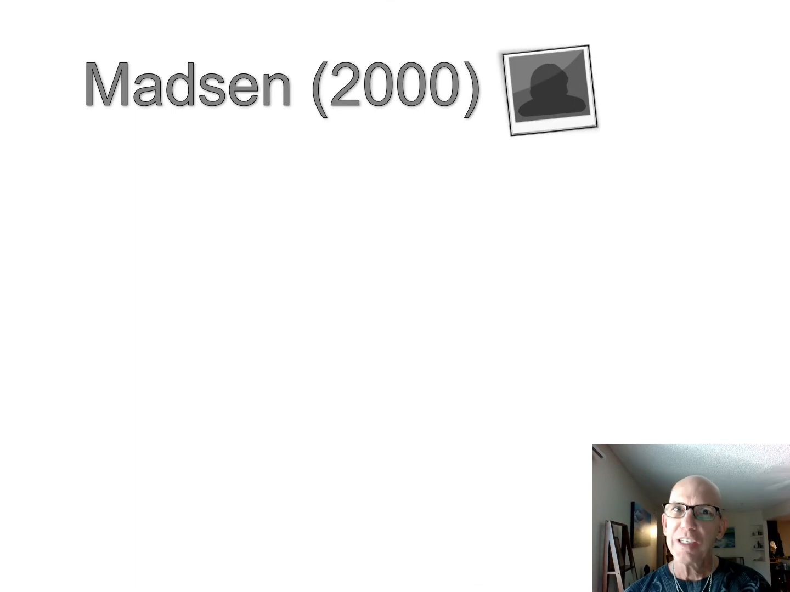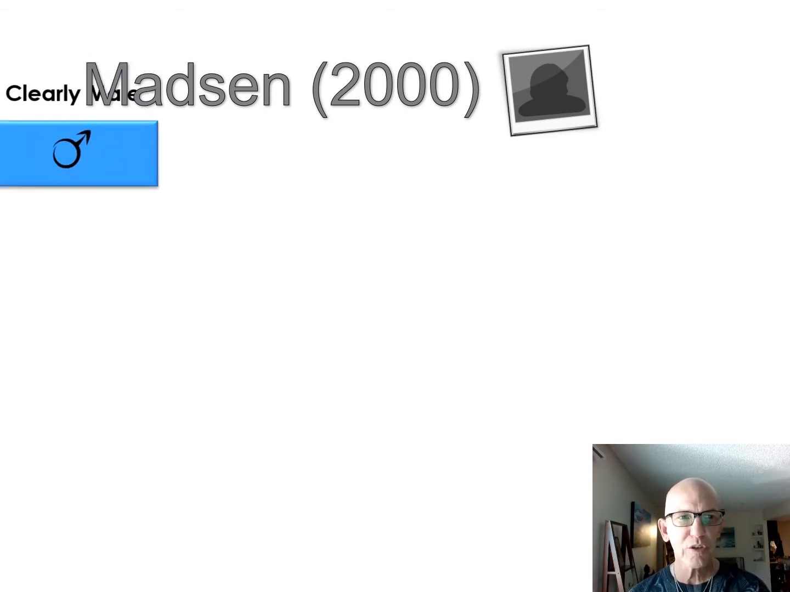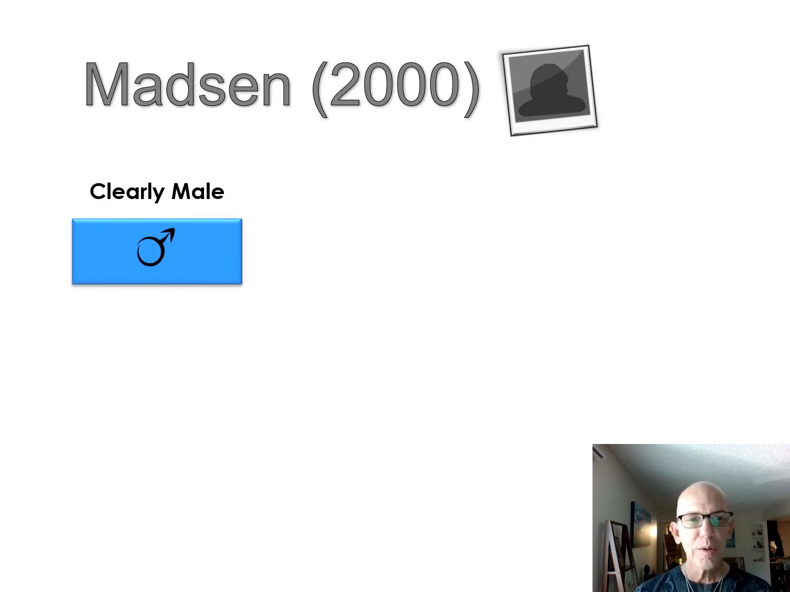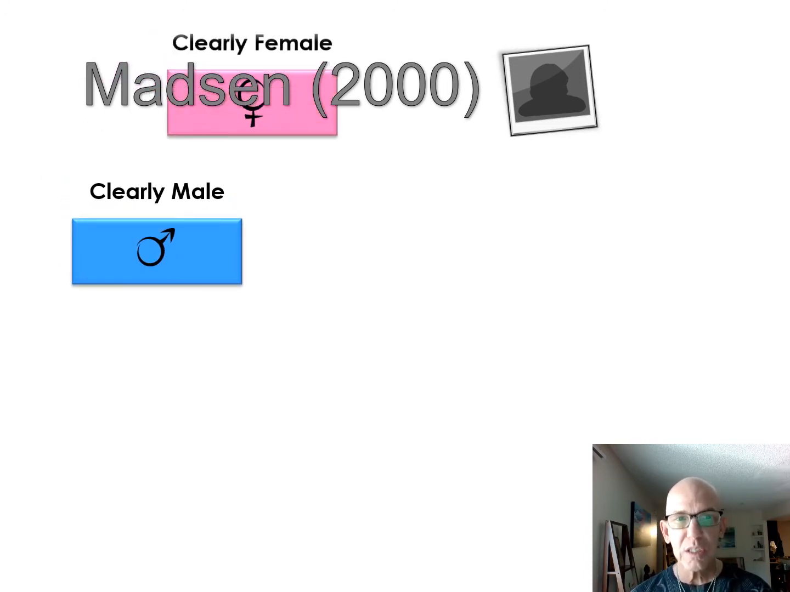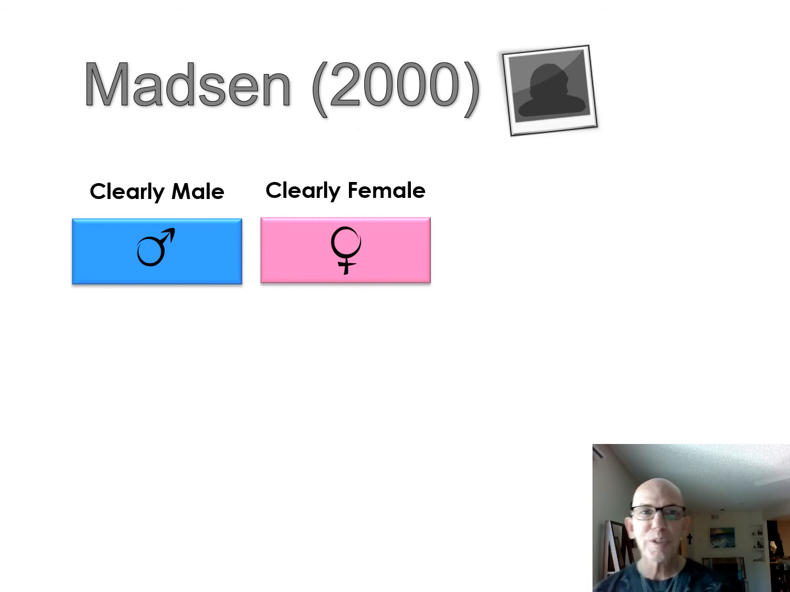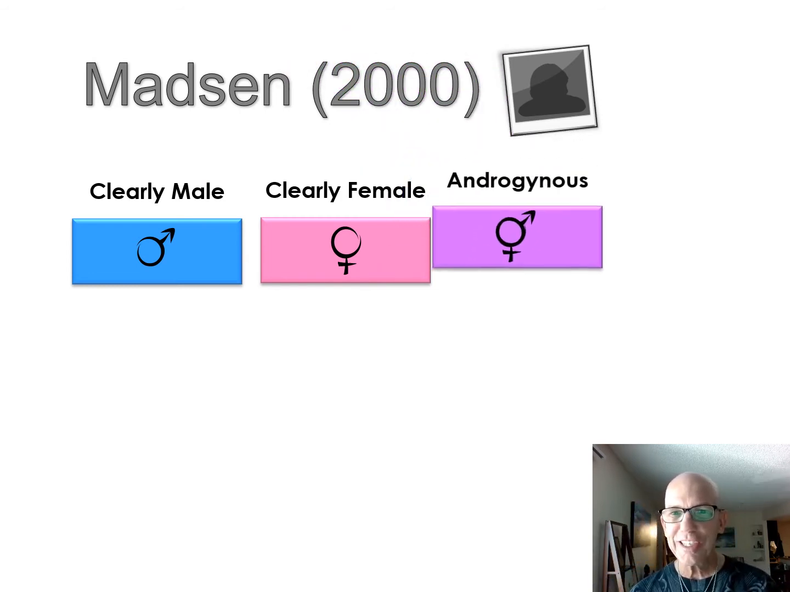Okay, finally an interesting study to talk about. This is one of my favorite studies. Matson in 2000 collected a lot of pictures of men and women and then brought them into the laboratory. His independent variable was the picture that he showed you. Some of the pictures were clearly male. Some were of people that looked clearly female. And some were of people of my favorite ilk, the people that looked androgynous.